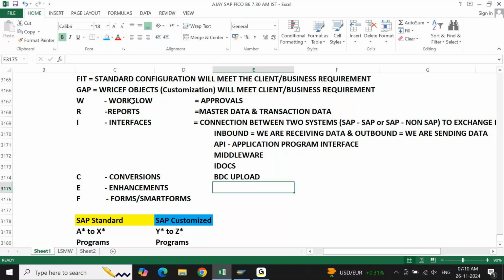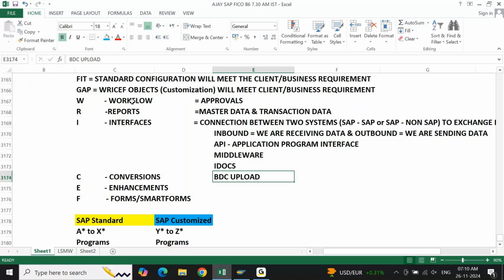BDC upload is something that you need to understand as part of conversion. And you have your Migrate Your Data, you have your LSMW, all these are part of your conversions only. But let us try to keep only BDC, because you know Migrate Your Data is SAP standard. You also know LSMW is also SAP standard. So we are not writing those two, because we are specifically talking about customization. As part of customization, BDC upload is what you need to remember here.